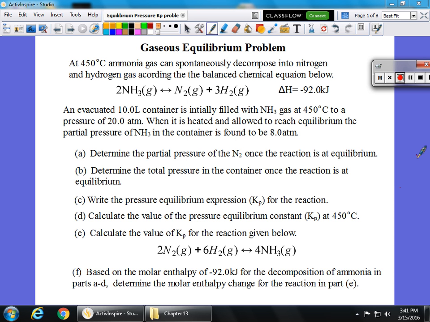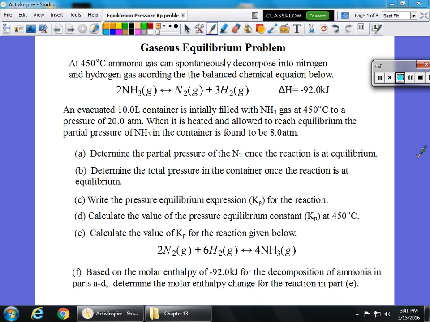Hey guys, Mr. Palmer here with a gaseous equilibrium problem, another practice problem for AP Chem. If you want to take a look at this one and try it on your own, I think it'd be good, and then you could come back and watch my explanation. I'll take you through it step by step, doing some explanations.